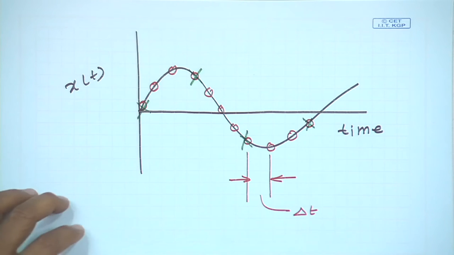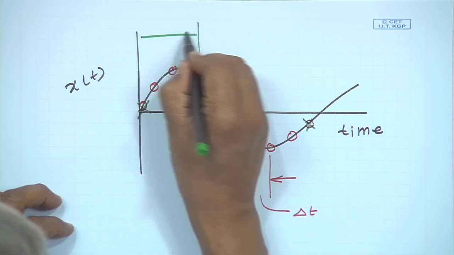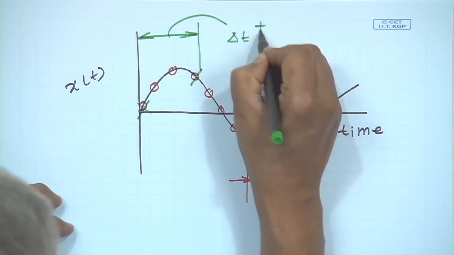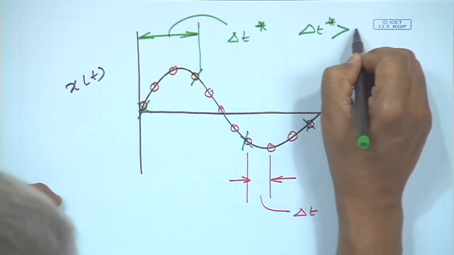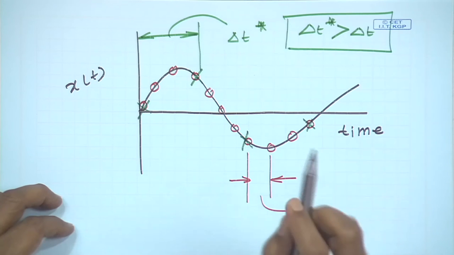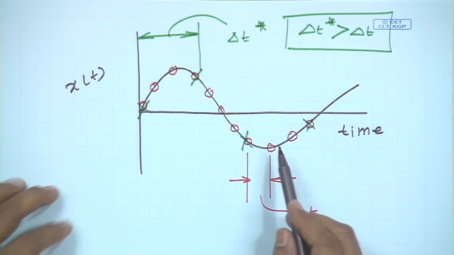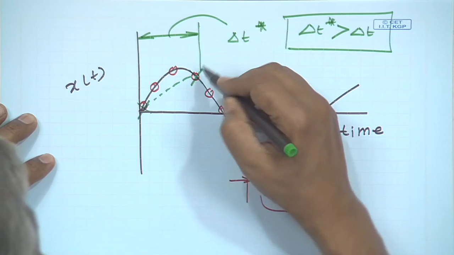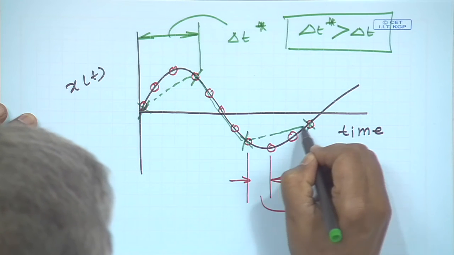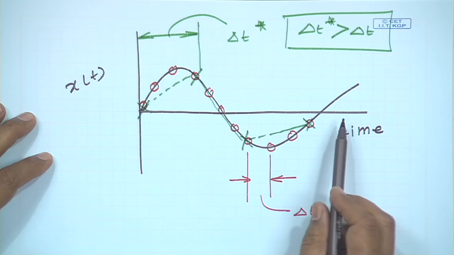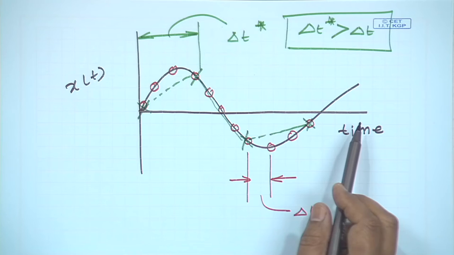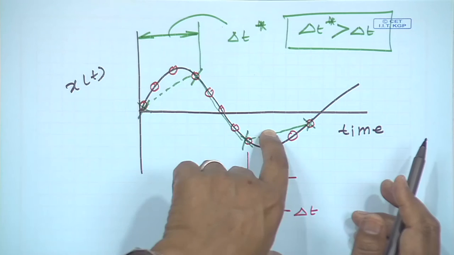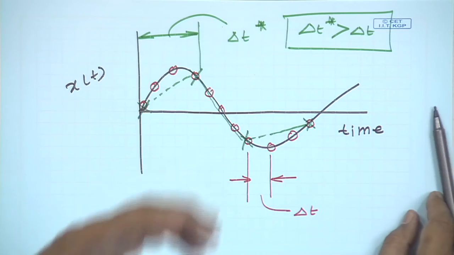Okay. So in the case of the green one, I have a sampling interval delta t star, where delta t star is greater than delta t. Now, once these green cross values are stored in my computer, the computer is going to think that my signal looks like this. The original black signal is my actual signal. Because I have sampled with a larger sampling interval, I am getting this green signal, which is a wrong interpretation of the signal.